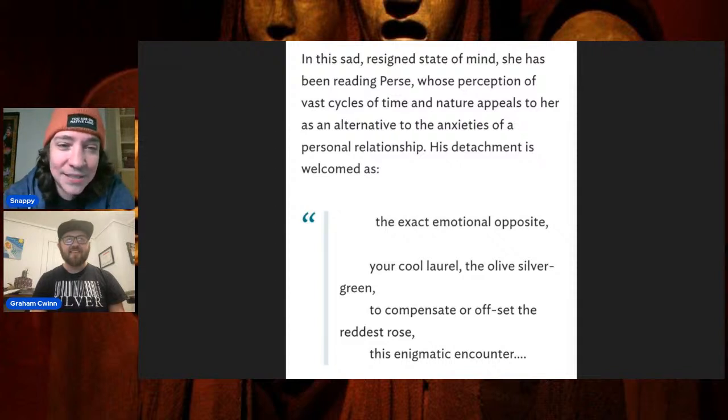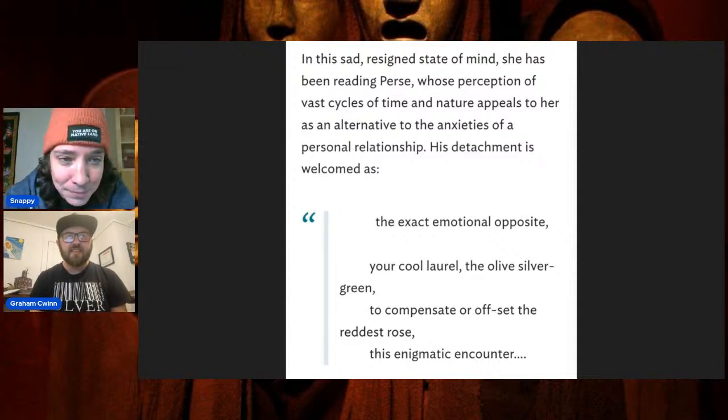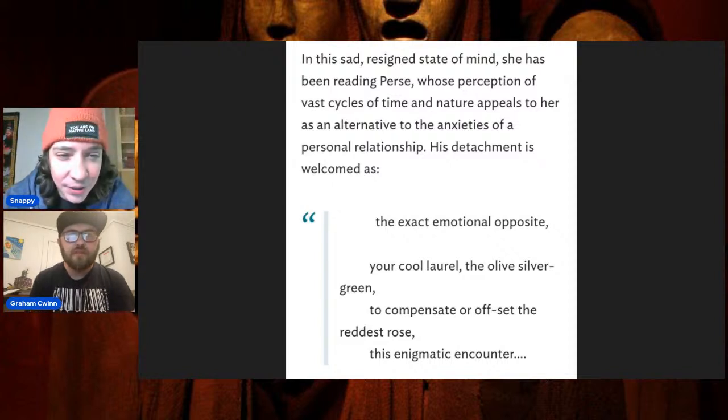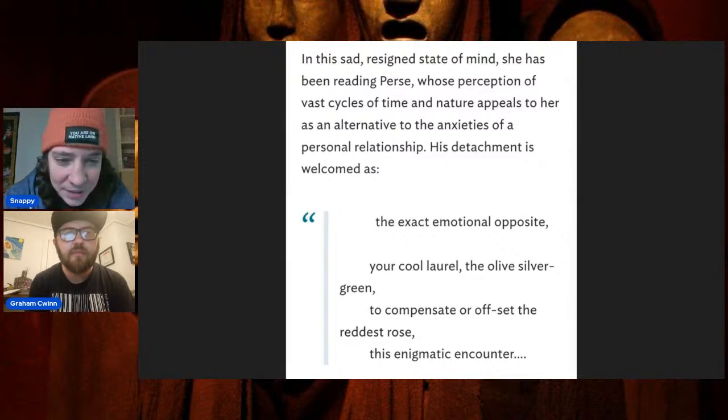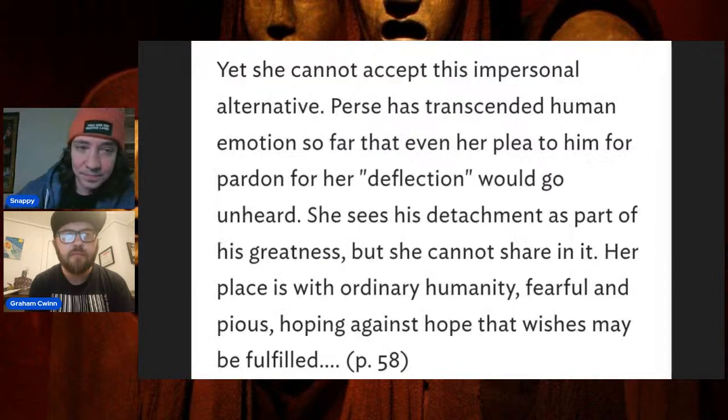In this sad, resigned state of mind, she has been reading Persée, whose perception of vast cycles of time and nature appeals to her as an alternative to the anxieties of personal relationship. His detachment is welcomed as the exact emotional opposite. Your cool laurel, the olive silver green, to compensate or offset the reddest rose, this enigmatic encounter.